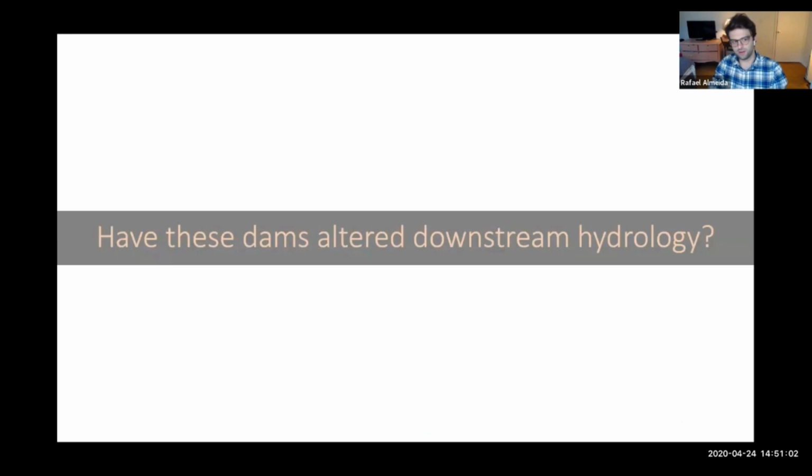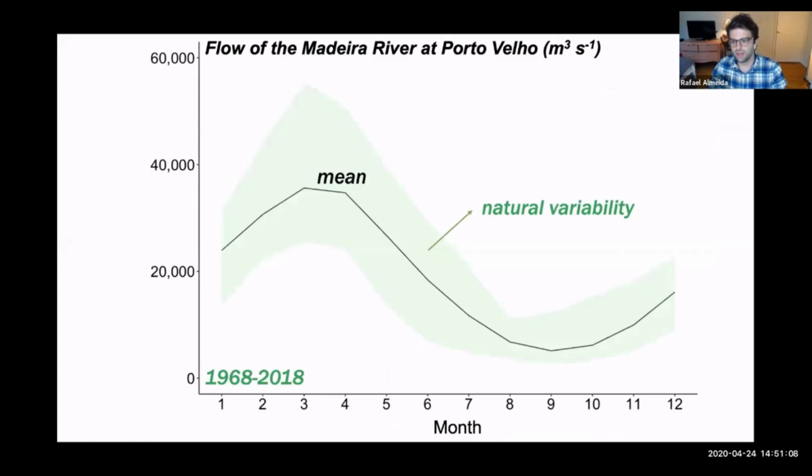Então, a pergunta central aqui é se essas hidrelétricas afetaram a hidrologia a jusante. Esse gráfico aqui mostra o regime hidrológico do Rio Madeira, em Porto Velho, sob condições naturais. A gente tem as cheias e vazantes bem definidas e previsíveis. Temos um período de águas altas em março e abril, aí a gente vê a vazão descendo, chega nas águas baixas, agosto, setembro, outubro. Então, a água sobe e a gente inicia o ciclo. Esse é o padrão, o regime hidrológico natural do Rio Madeira.